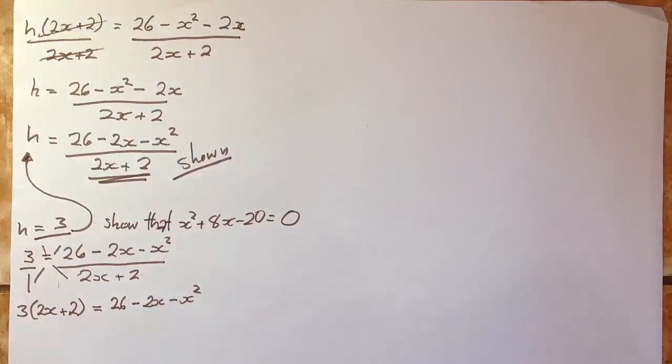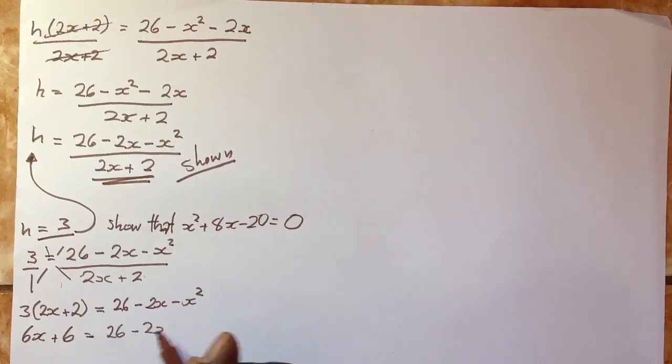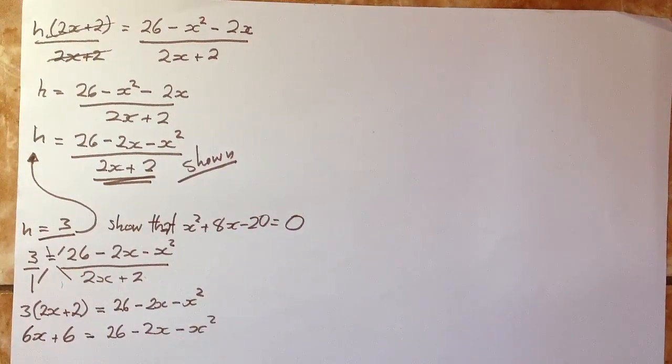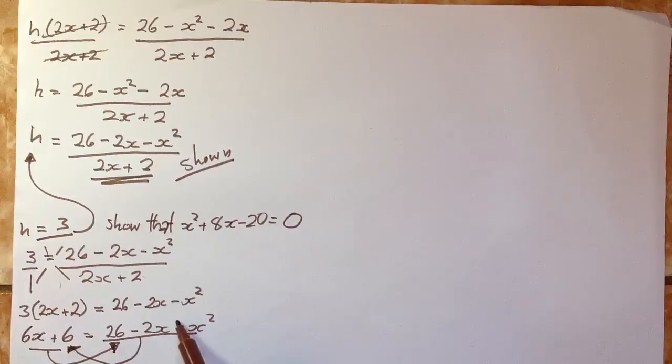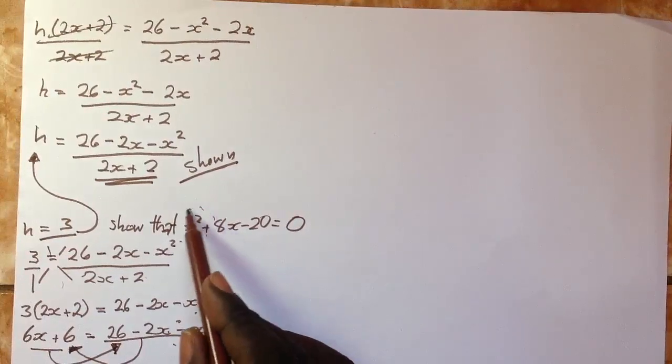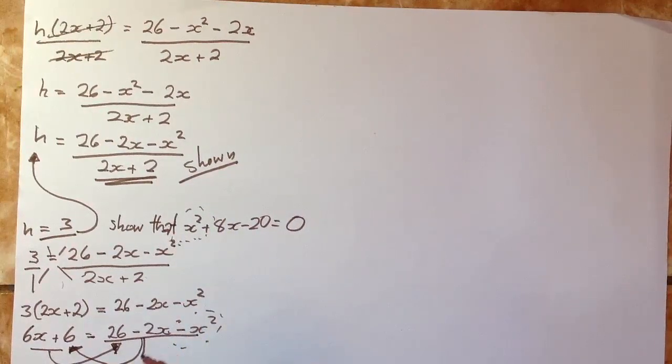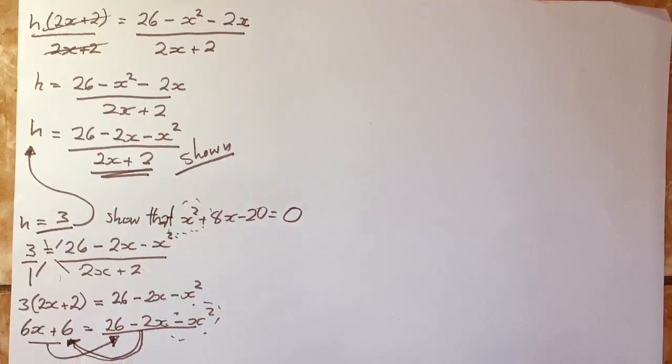So at this point, we can multiply everything in the brackets by 3, giving us 6x plus 6 is equal to that. And at this point, we have two choices. We can either take 6x plus 6 to the other side of the equal to sign, or we can take the 26 minus 2x minus x squared to the other side. But looking at the nature of the equation where x has to be positive, to reduce the amount of workload needed, I would rather take the latter to the other side of the equal to sign.